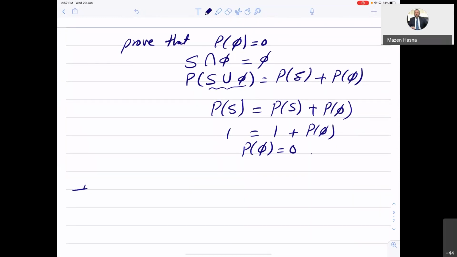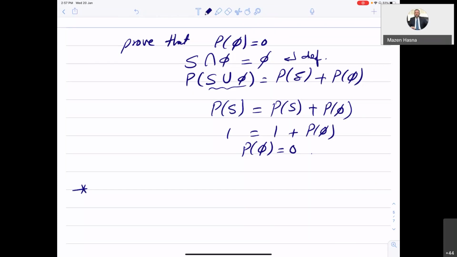You can do this for any other rule. A student asks whether S intersect phi is the empty set by definition. Yes, from the definition of the sample space and the empty set, by definition.